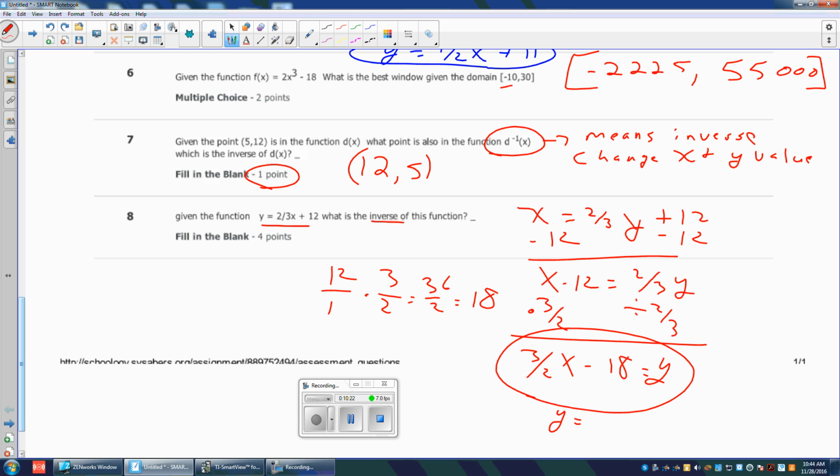I don't know how the computer recognizes it, so that's what it is in standard form. If you have any questions, make sure you ask me before the start of class.